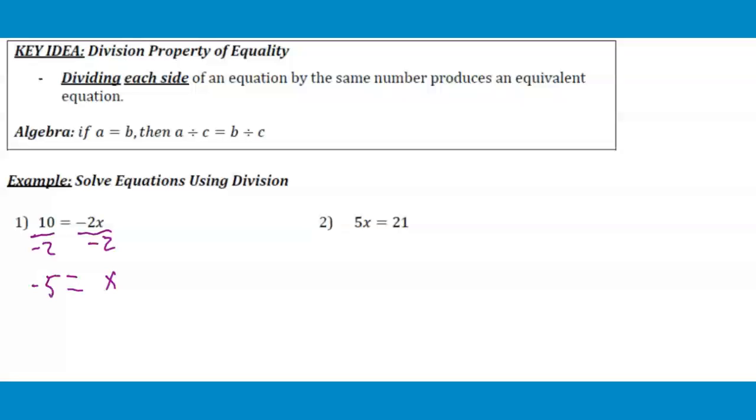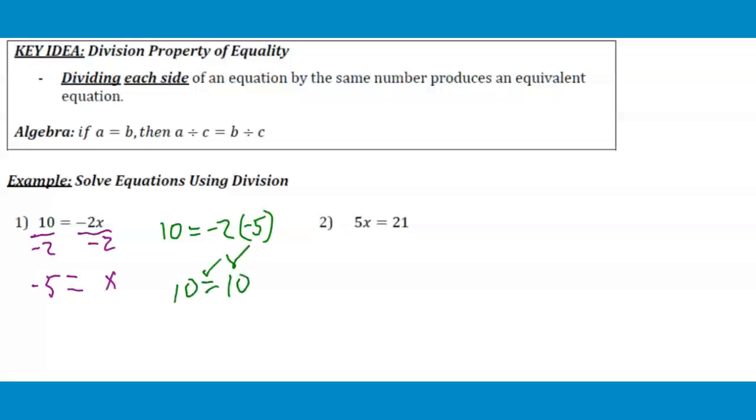And I can go ahead and check that. I substitute in the value that I just solved for. So -2 times, and I use parentheses here, -5. -2 times -5 is +10. And 10 equals 10. And I can put a check right above that.